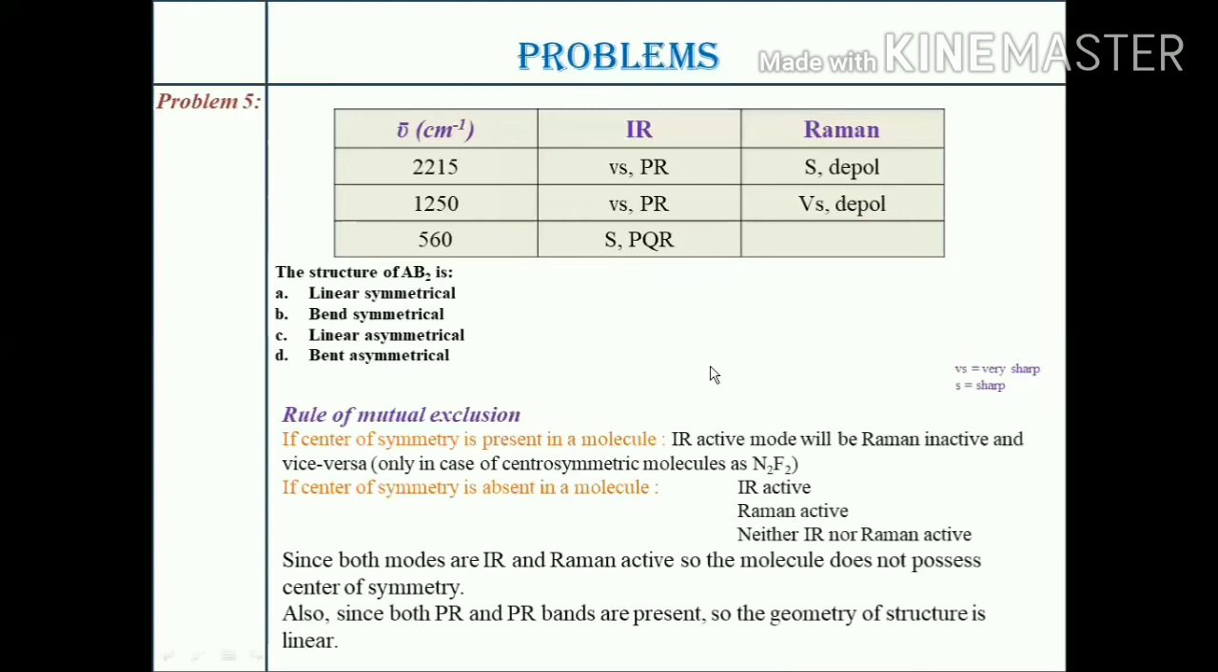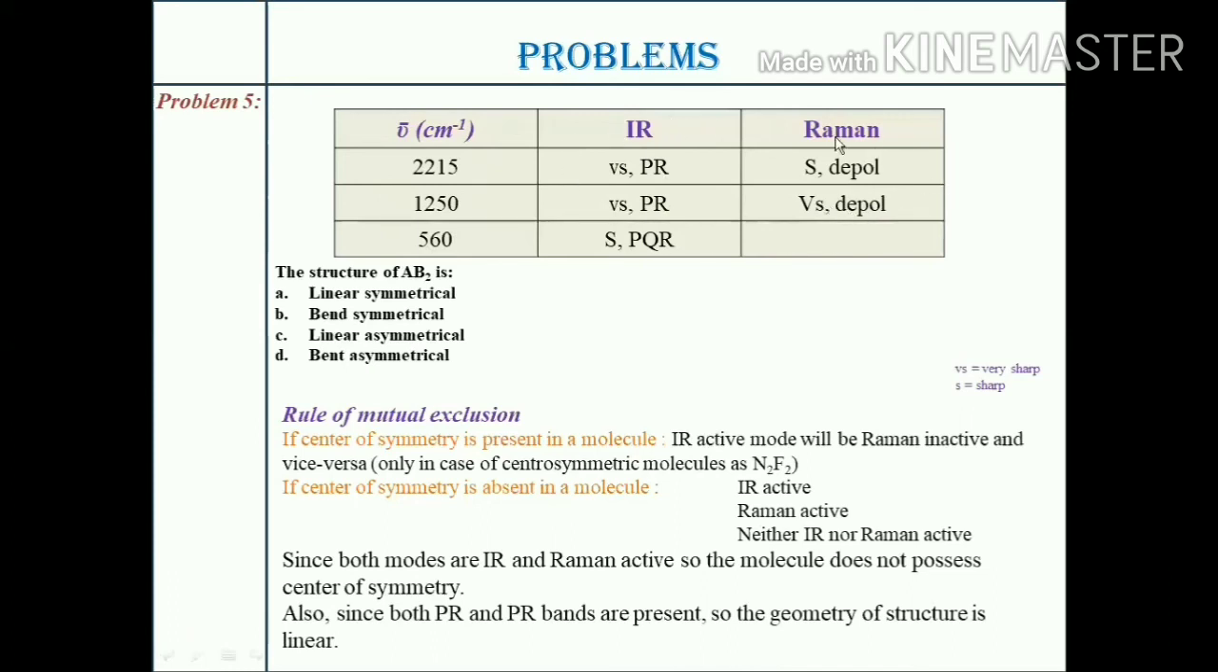Now if the center of symmetry is absent in a molecule, then what can happen? The mode can be IR active, the mode can be Raman active, or it can be neither IR active nor Raman active. So these three conditions are possible if the center of symmetry is absent in a molecule. Now since both the modes are IR and Raman active over here, the molecule does not possess a center of symmetry. Why? Because in this information we see that this mode is IR active as well as Raman active. This mode is also IR as well as Raman active.